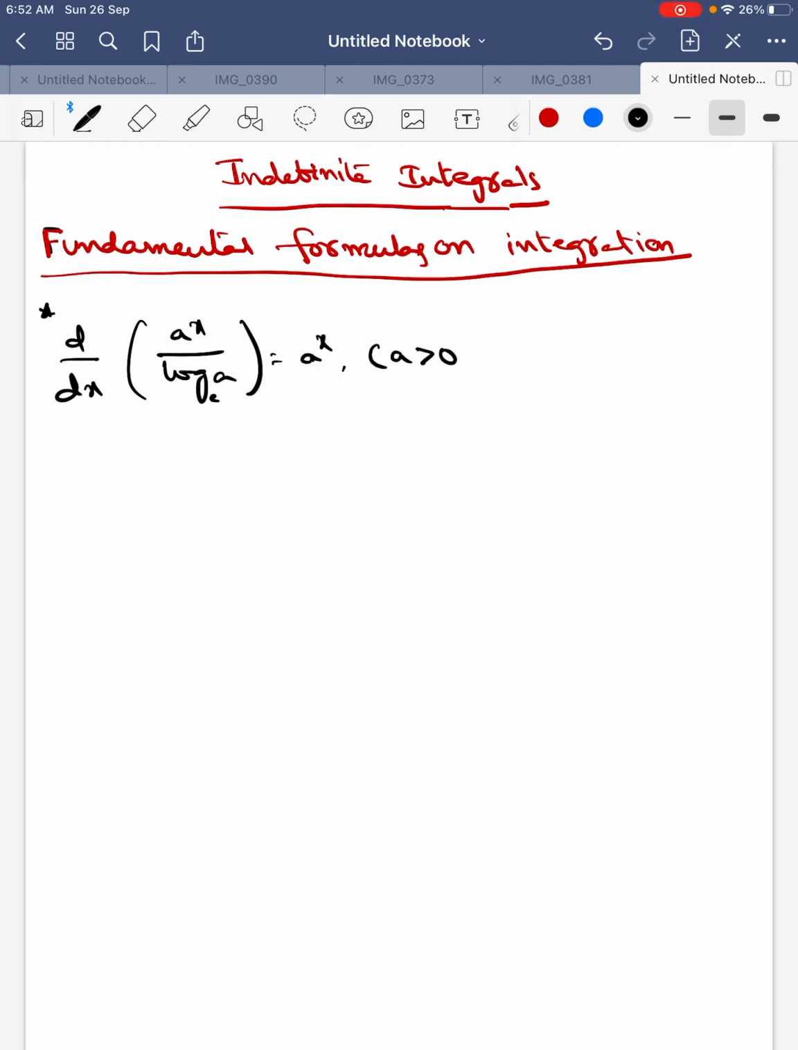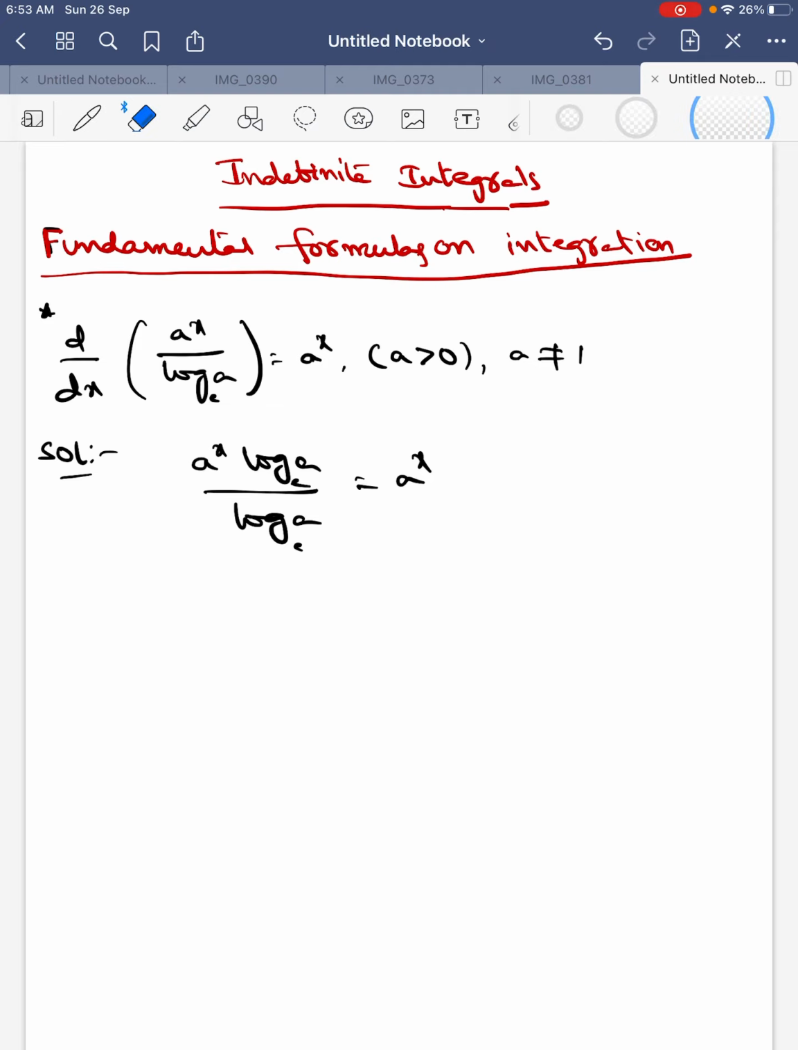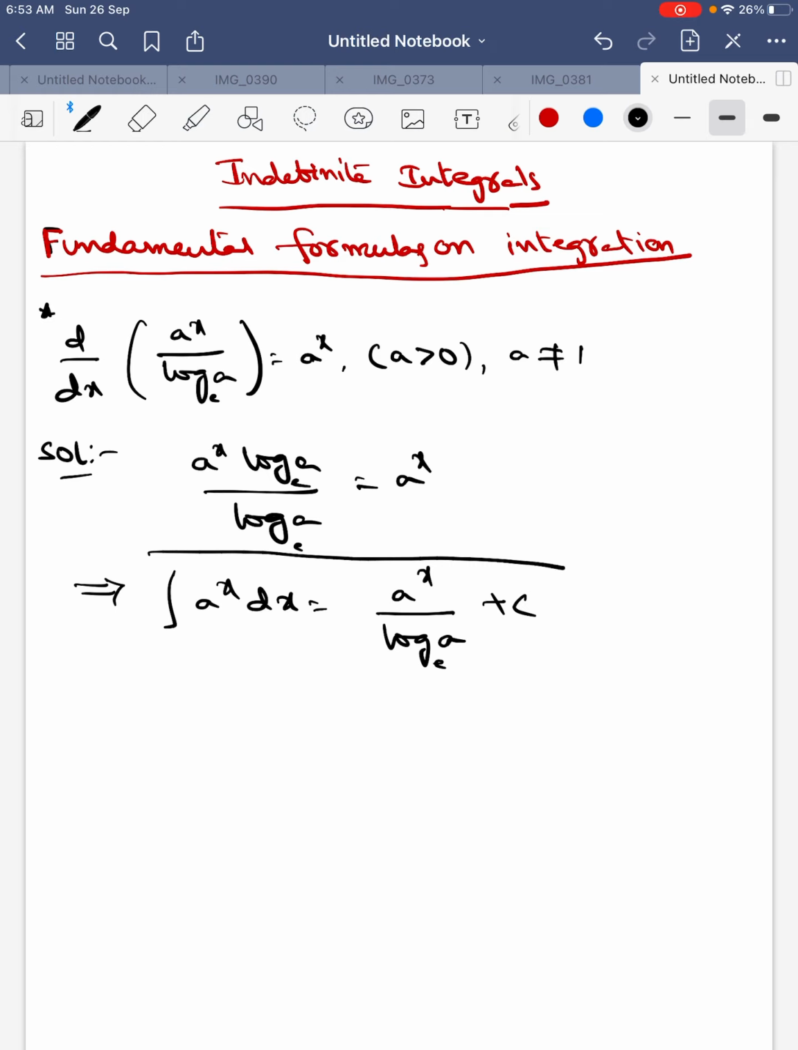Next, d by dx of a power x by log a to the base e is equal to a power x, where a greater than 0 and a not equal to 1. Here observe that solution is d by dx of a power x into log a by log a, that is equal to a power x, where the bases are e. That implies integral a power x dx is equal to a power x by log a plus c to the base e. This is the formula.